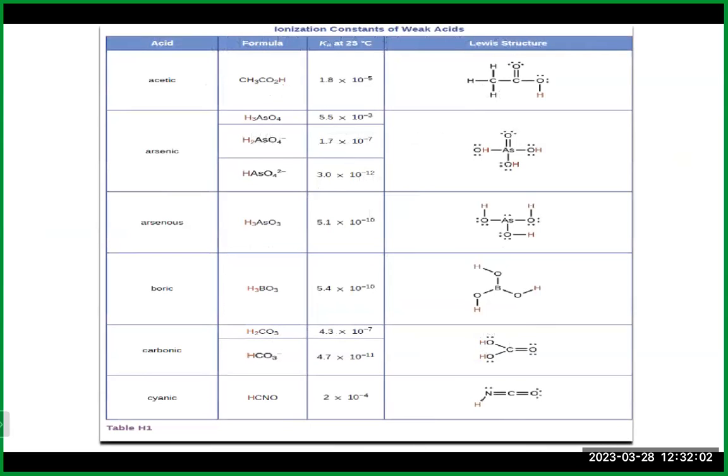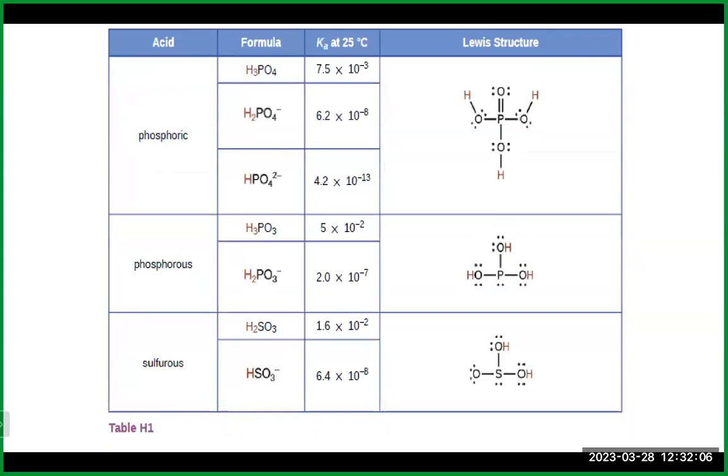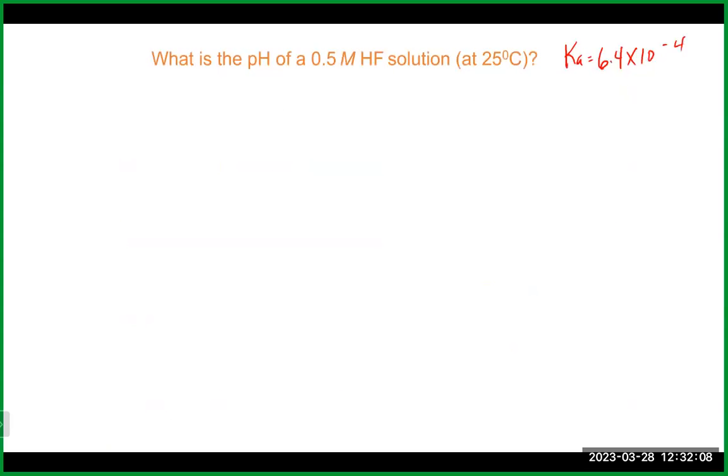Here's a table in your book, which you might have to refer to for problems, of some Ka values along the way. So why don't you try one here? Again, you're going to work it the same way as a normal equilibrium problem. The additional thing is to go into the pH equation at the end. See what you come up with.